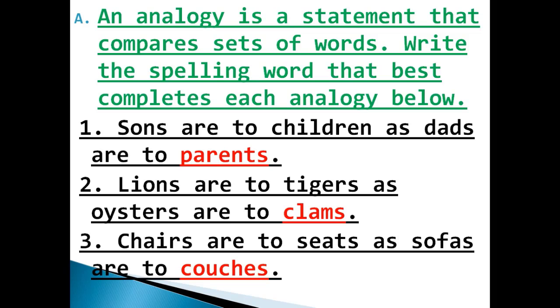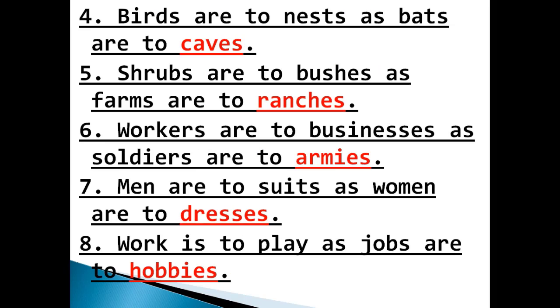3, chairs are to seats as sofas are to couches. 4, birds are to nests as beds are to caves. 5, shrubs are to bushes as farms are to ranches. 6, workers are to businesses as soldiers are to armies. 7, men are to suits as women are to dresses. 8, work is to play as jobs are to hobbies.